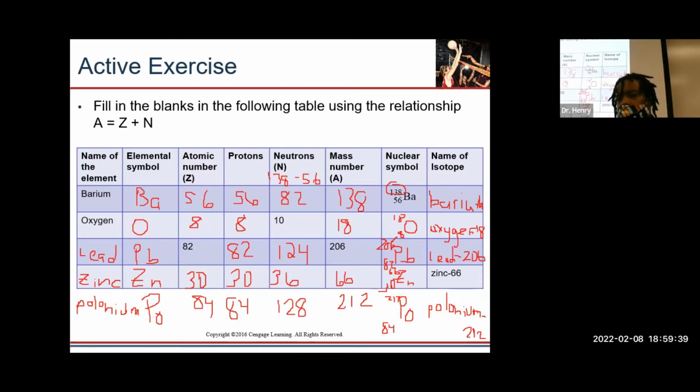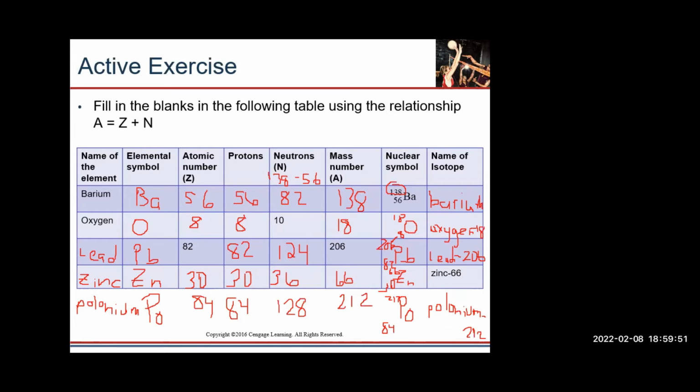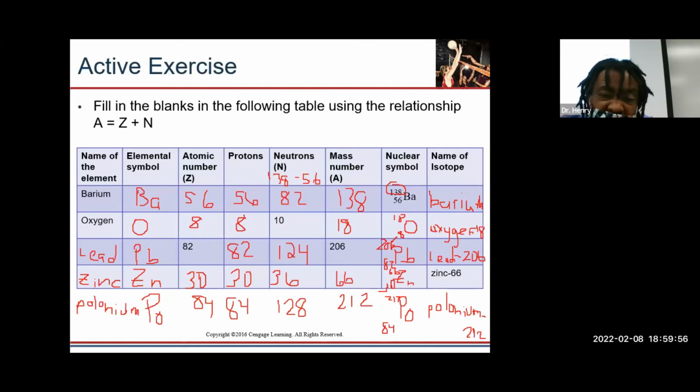Okay, so I want you to think about it. Do they weigh exactly the same? For instance, oxygen. How much does oxygen weigh on the periodic table? Oxygen is 15.999. Okay, so 16. And this one weighs 18. So what is the difference between the isotope of oxygen and the oxygen that's on the periodic table?